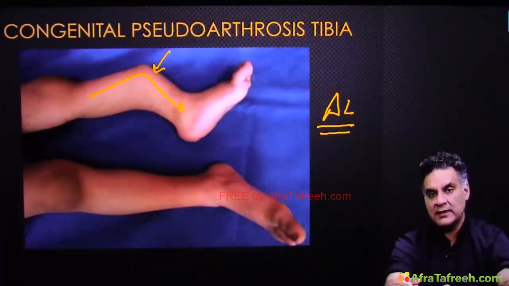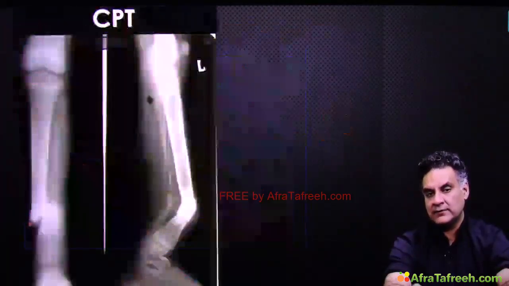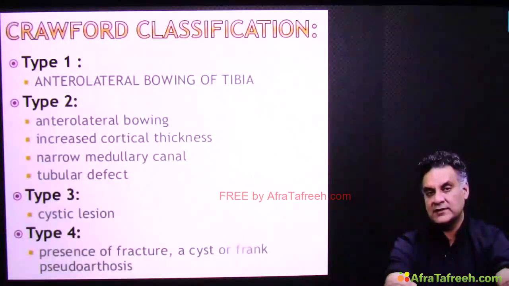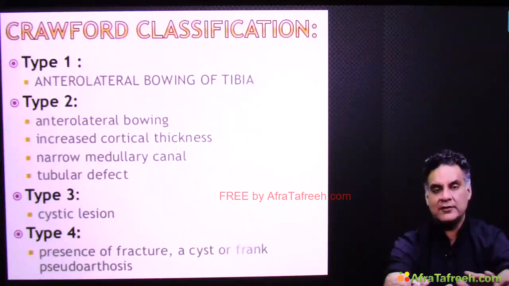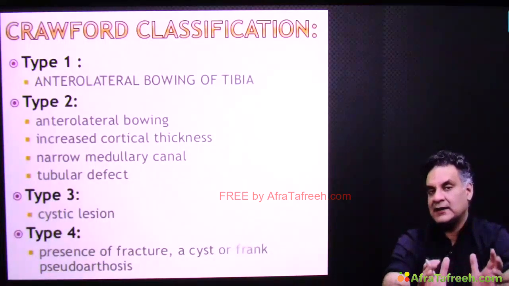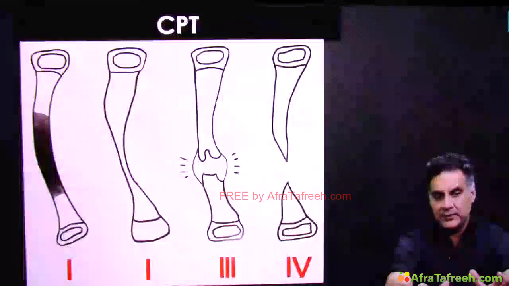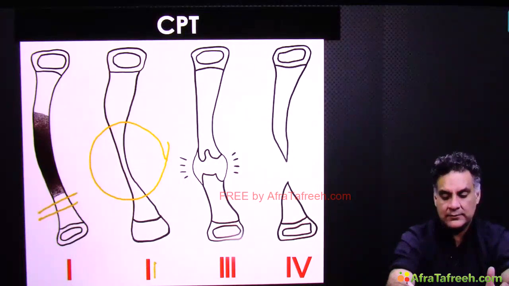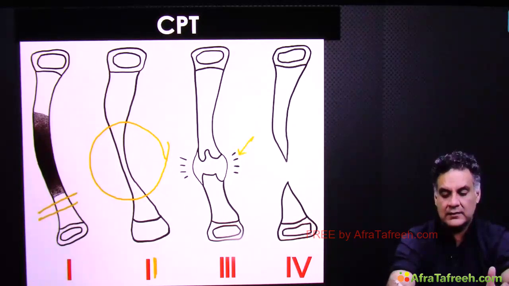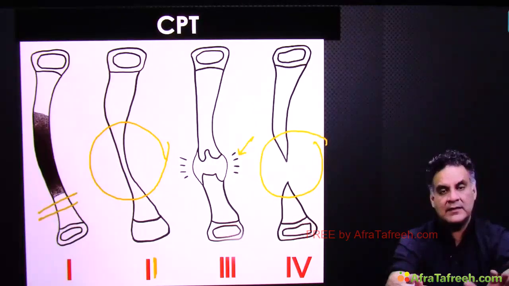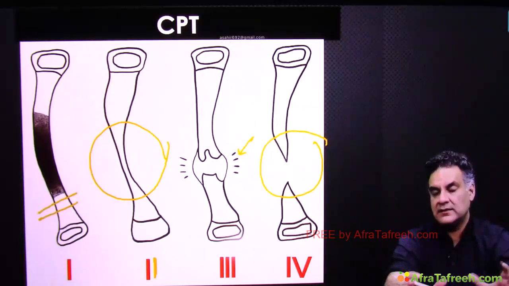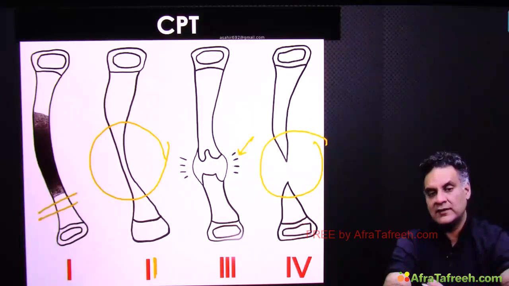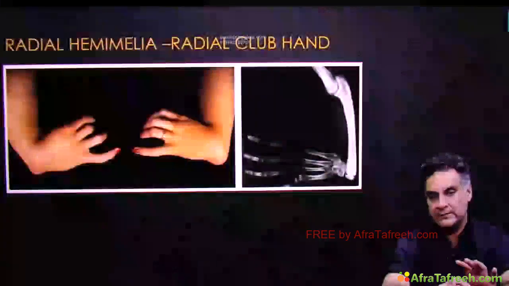Congenital pseudoarthrosis of tibia has anterolateral bowing. It's classified by Crawford into 4 stages. Type 1, only bowing. Type 2, bowing with narrowing. Type 3 is a cyst. Type 4 is a frank joint covered by a cartilage-like material and some fluid. So only bowing, bowing plus narrowing, cystic, frank joint. Treatment: freshen the margins, apply a fixation, put a bone graft, just like atrophic non-union.